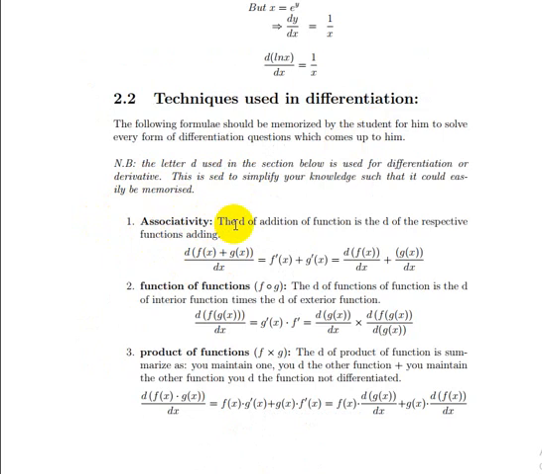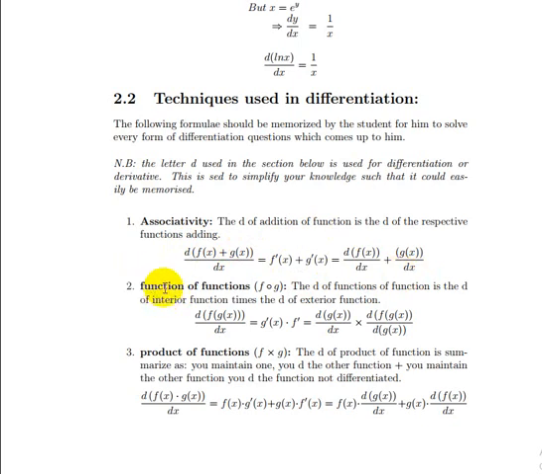This technique states that if you have an addition of two functions, let's say f of x plus g of x, the differentiation of the addition is the differentiation of the respective functions which are added. So the differentiation of f of x plus g of x is equal to the differentiation of the first function f of x plus the differentiation of the second function g of x, similarly written as this.